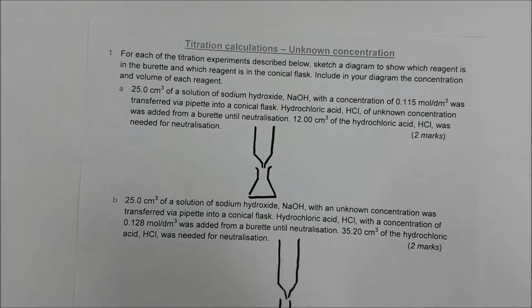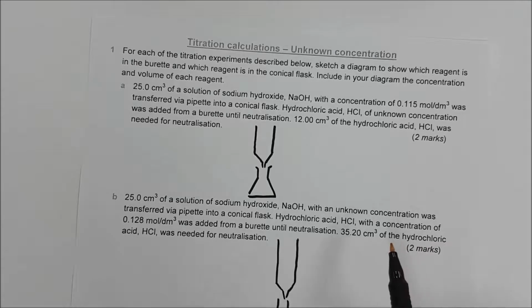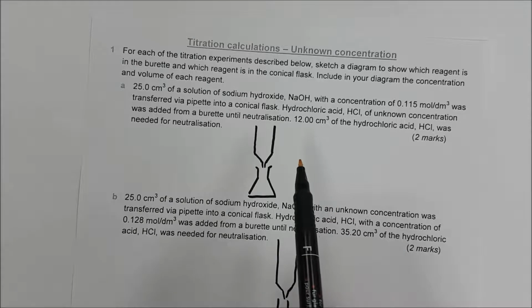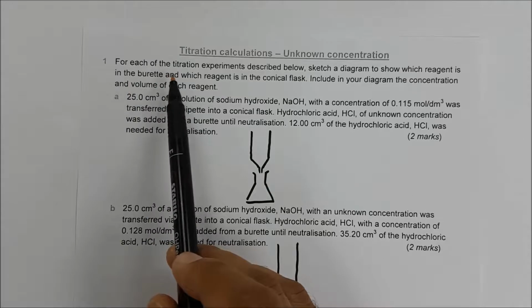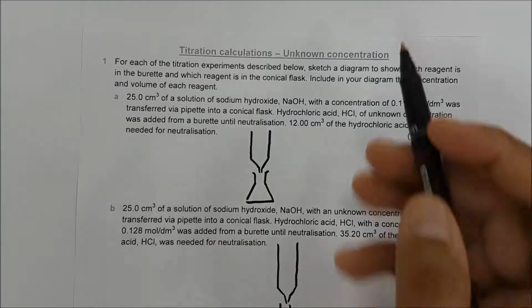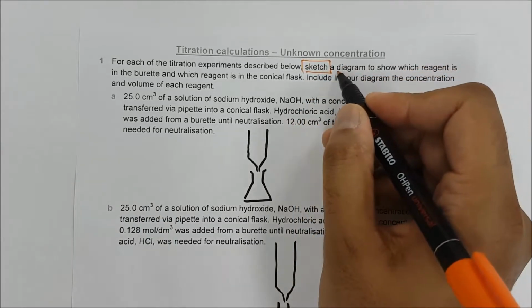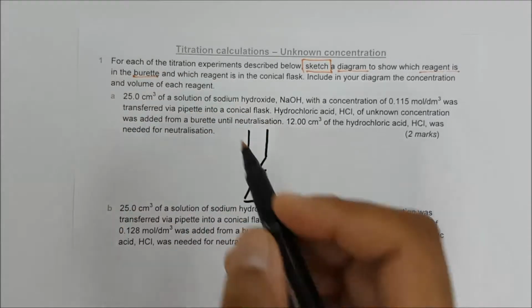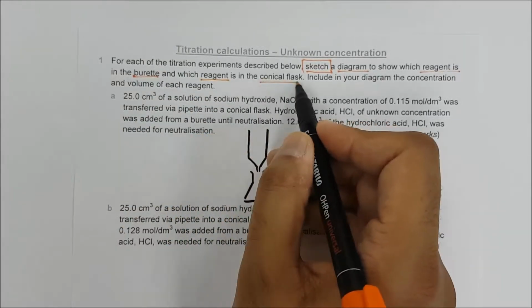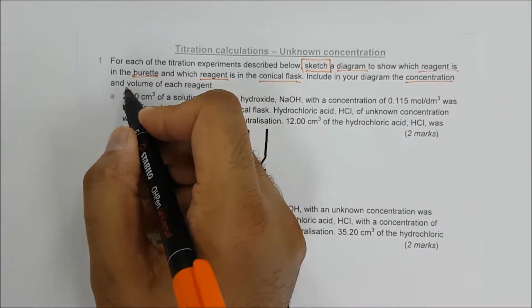Today we're looking at titration calculations for GCSE and A-level as well, actually. So we're starting from a basic question, and the first thing we need to do is analyze the question. What is it asking us to do? So for each of the titration experiments described below, sketch, which is our keyword, a diagram to show which reagent is in the burette and which reagent is in the conical flask. Okay, nice and easy. Include in your diagram the concentration and volume of each reagent.